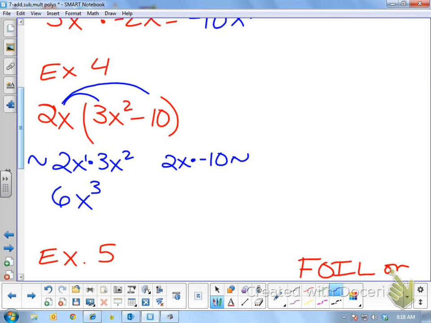So then we do our second multiplication. 2 times negative 10 is negative 20. If your answer comes out negative, we just write one minus sign. If it comes out positive, we write one plus sign. And then the x had nothing to combine with, so we just write it down on the next line.